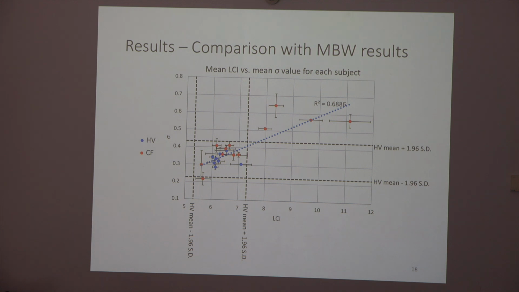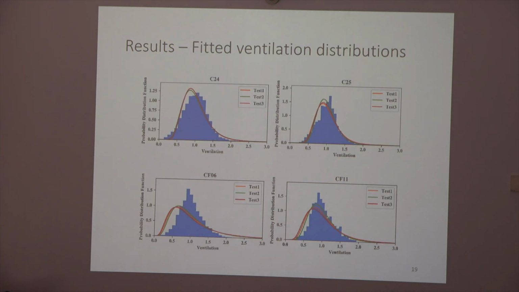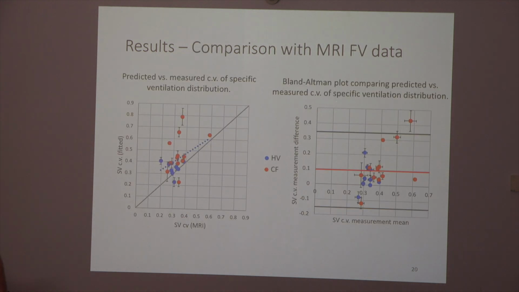So I guess the question is, is it telling us anything extra compared to LCI? Because LCI is just a number, and this sigma ideally should be telling us about the ventilation heterogeneity that's going on. Here are some example distributions versus fitted distributions, where all the means are set to 1.